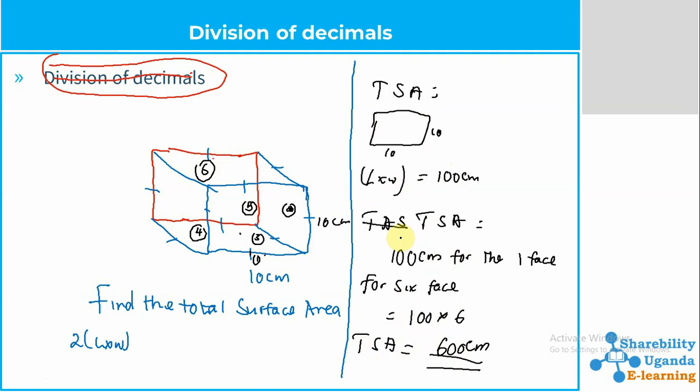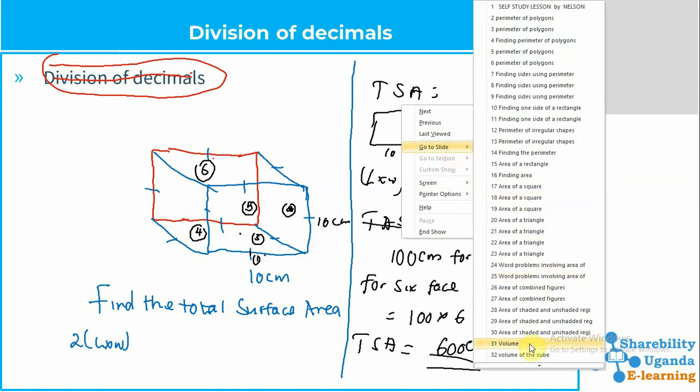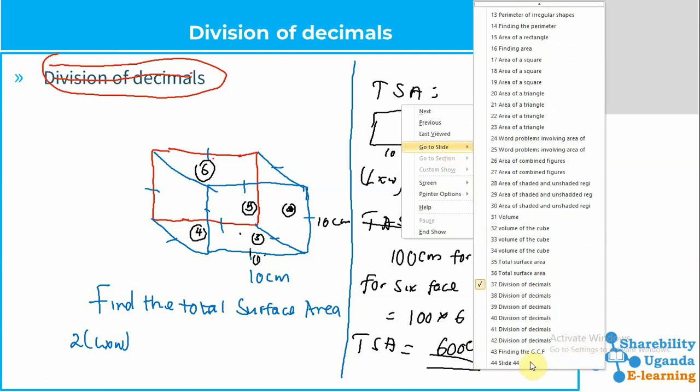Alright, that's how we can easily find the total surface area of our cube, which has 6 faces. So when you are trying to find the total surface area of a cube, please consider the number of faces that you have. That is when you can find the right answer to the total surface area of that figure. I think we have been able to get some good concept on the total surface area.